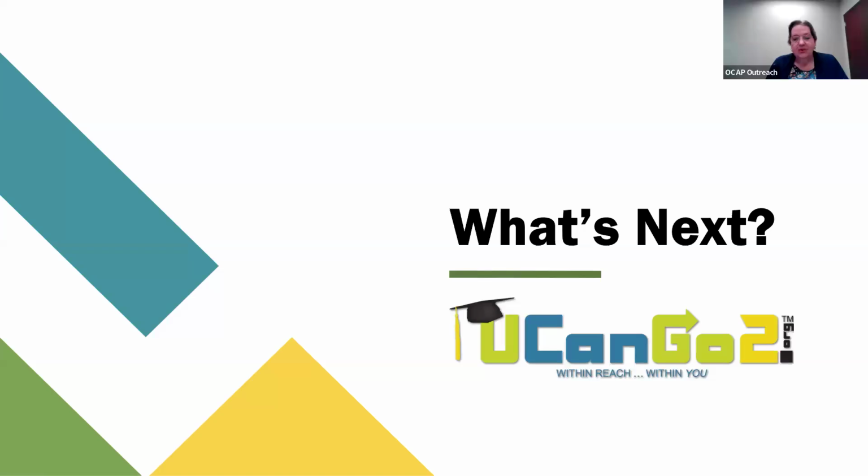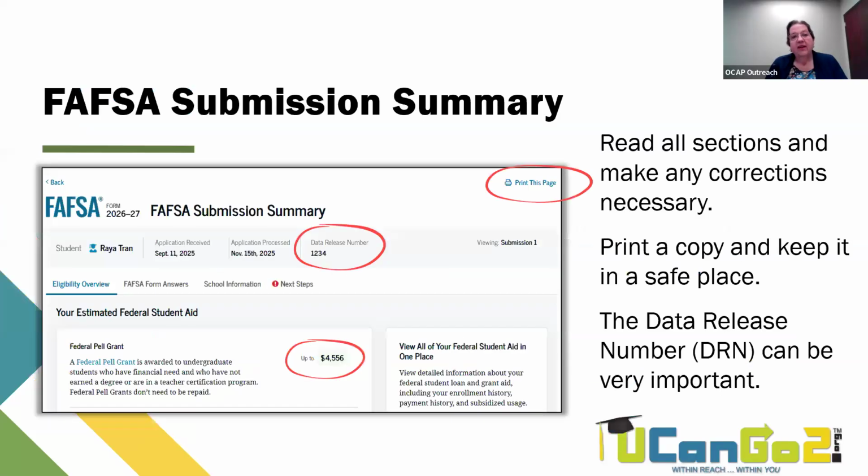Okay. So this is what we can expect next after that FAFSA is filed. After it's gone through all the submission process and everything's verified, the student will receive instructions on retrieving their FAFSA submission summary. It's going to be a very important document that they need to look at very carefully.